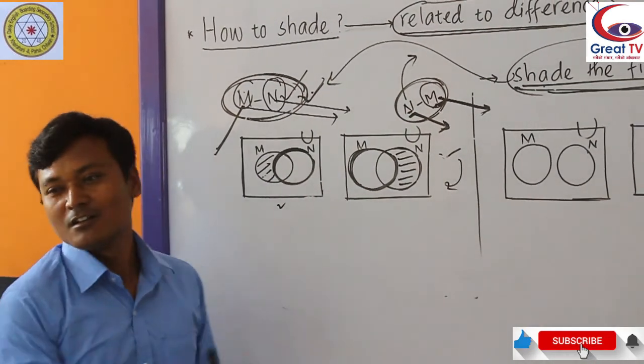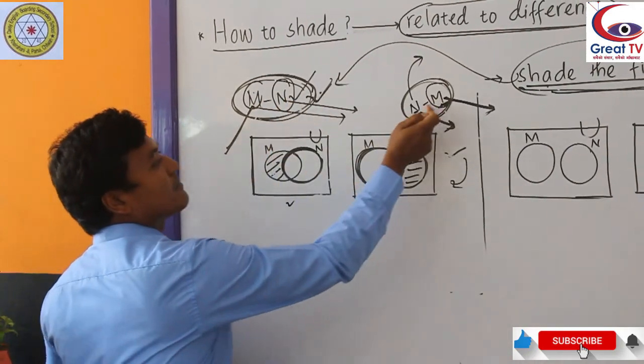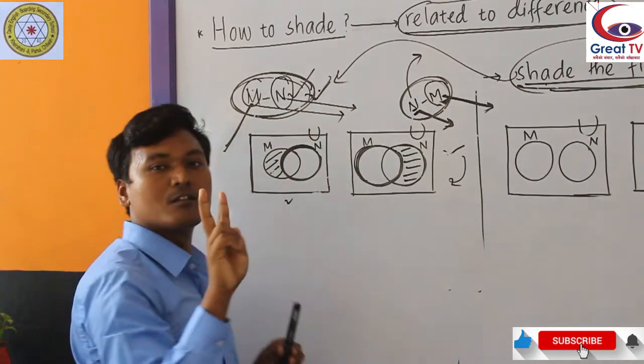Okay, we talked about how to shade M difference N and N difference M if the sets M and N are two overlapping sets.